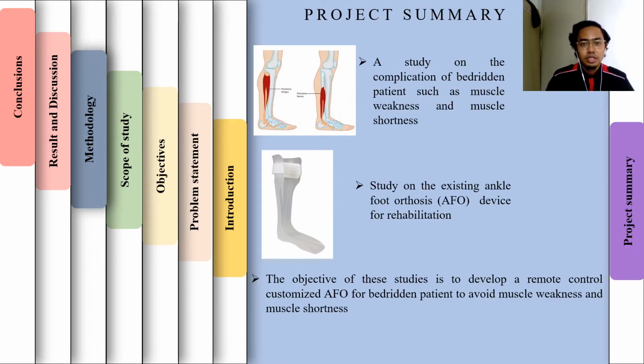In the beginning of this project, I focused mainly on two points. The first one is a study of the complications of bedridden patients, such as muscle weakness and muscle shortness. The second point is a study of the existing ankle foot orthosis, which is a device for rehabilitation that has existed for many years. These two points are very important because they help me achieve the objective of the study, which is to develop a customized AFO for bedridden patients to avoid muscle shortness and muscle atrophy.